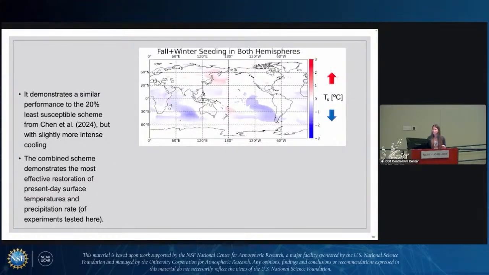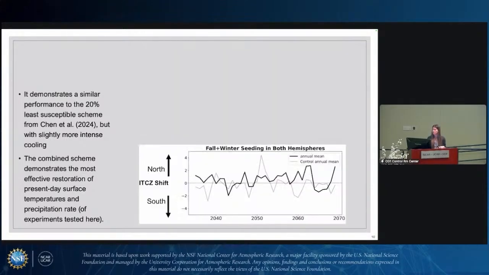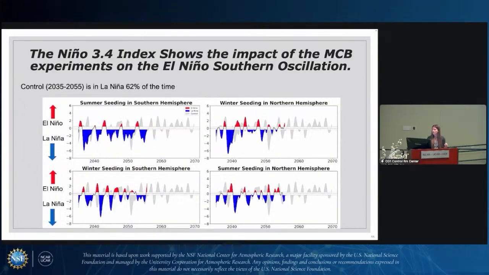And we also get a more uniform impact on temperature with the fall plus winter seeding in both hemispheres scheme compared to the other experiments that we tested. And we also avoid shifting the ITCZ. And finally, we consider the impacts of our MCB experiments on the El Niño Southern Oscillation with the Niño 3.4 index. Just for the sake of time, I'm going to look at the sensitivity experiments only here.